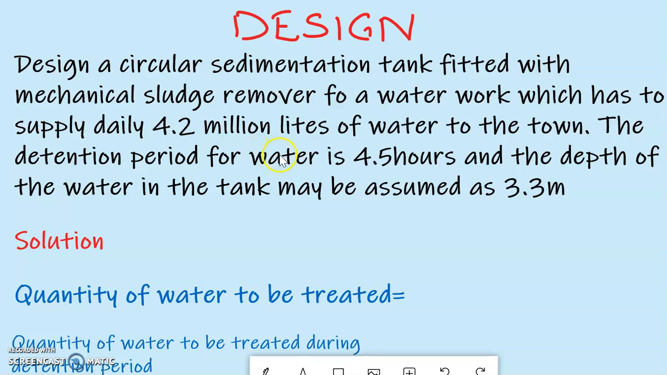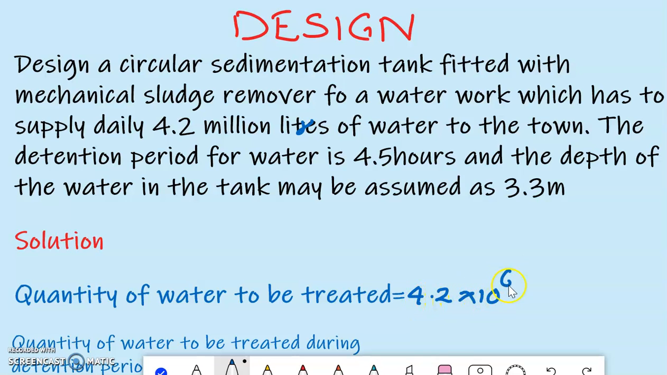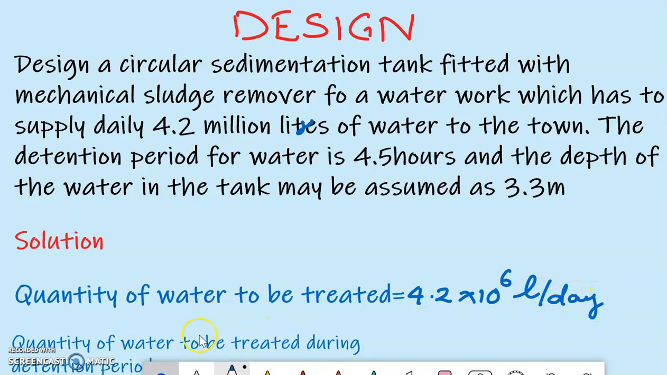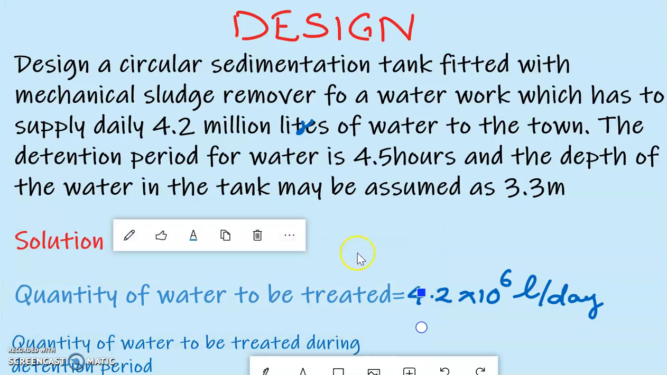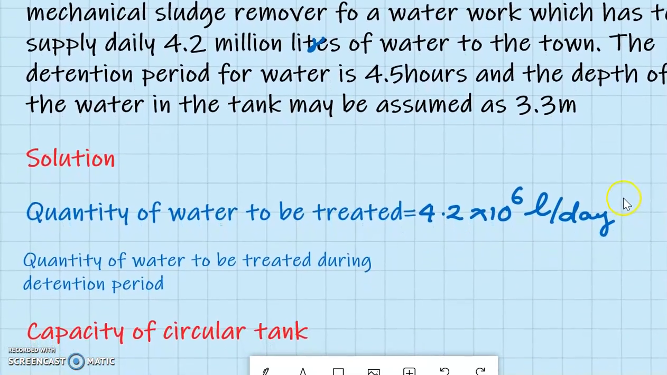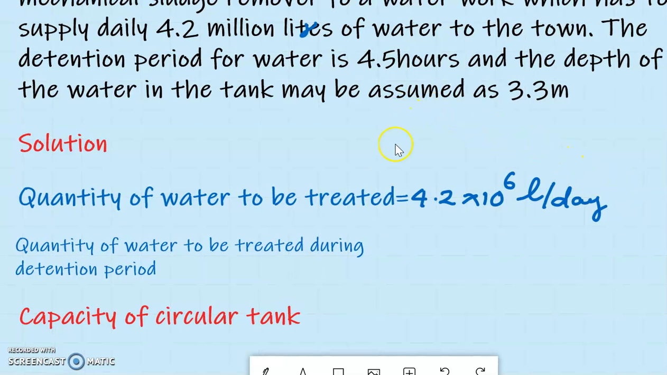4.2 million liters. Okay, so here you have 4.2 million liter per day to be treated. Now, if detention hour is 4.5 hour, so during that detention period, if 4.2 million liters has to be treated in a day, during this hour, how much water will be treated?